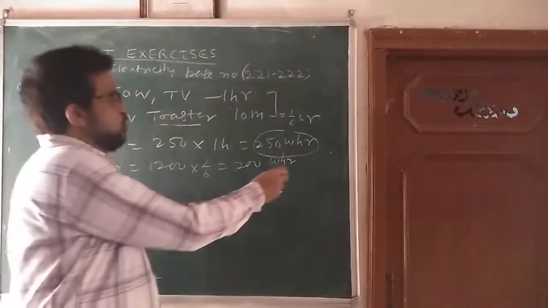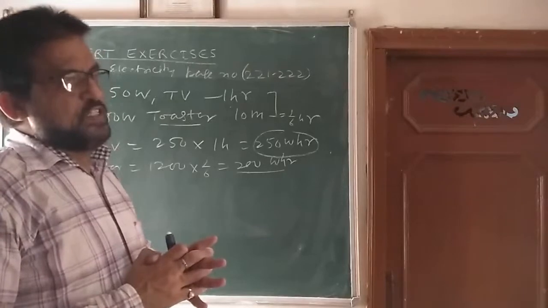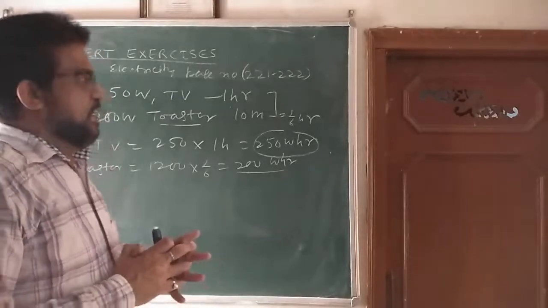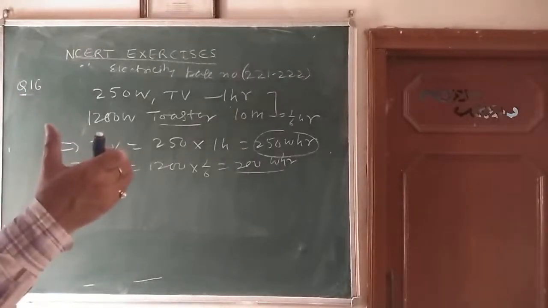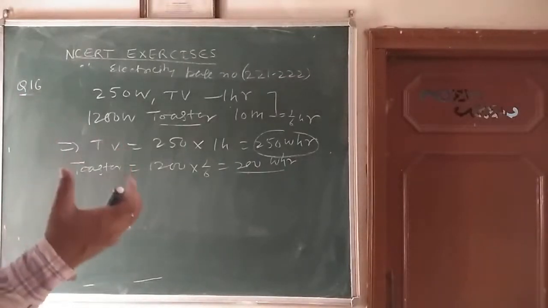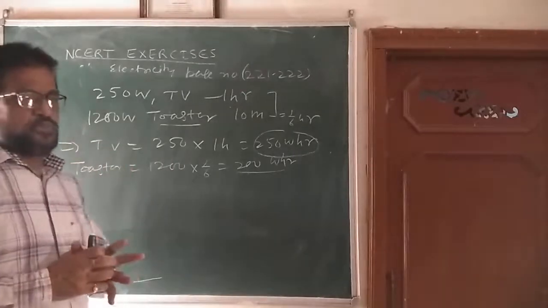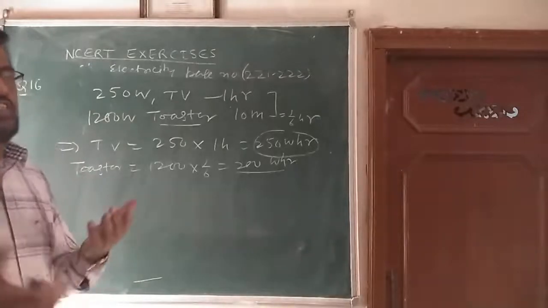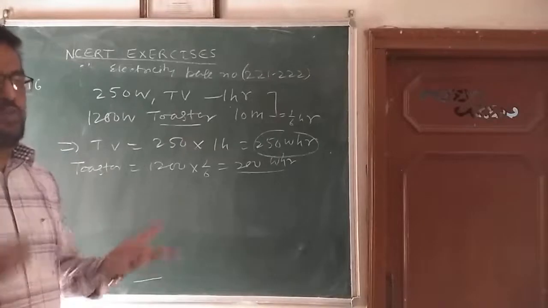So this is all about the numerical side. In the NCERT exercise you can see a total of 18 questions, and inside the textbook there are around 20 or 22 questions. Most of the questions we have solved. The remaining questions you have to do in your assignment work. Okay? If you have any problem, then you may ask.